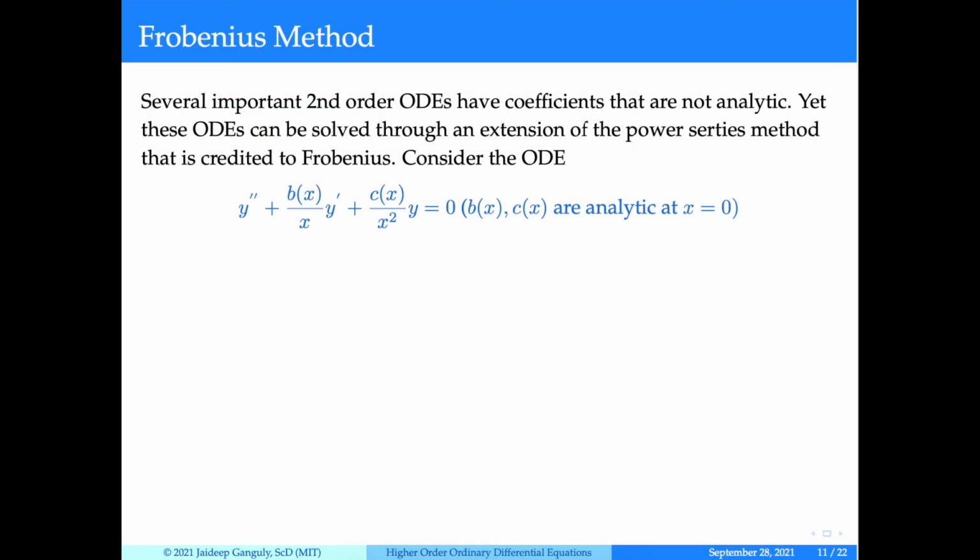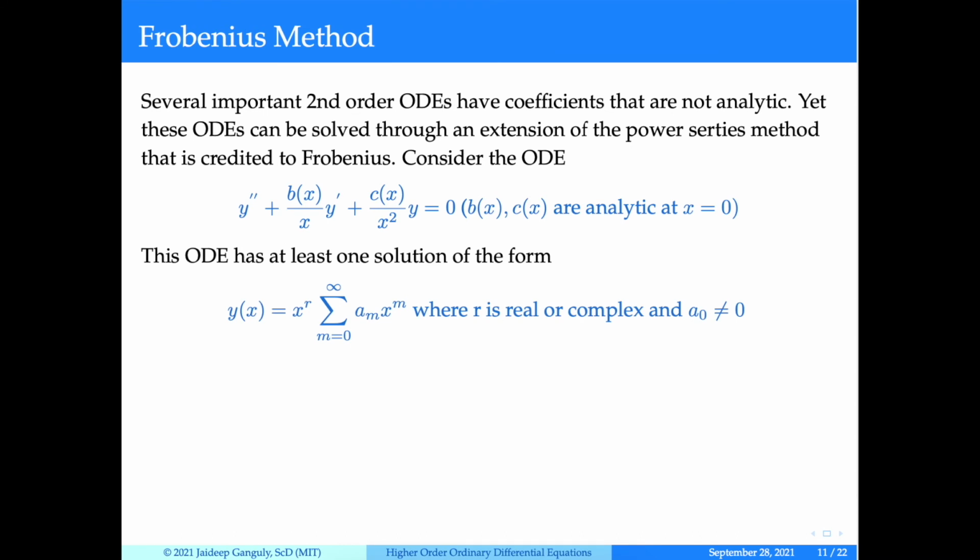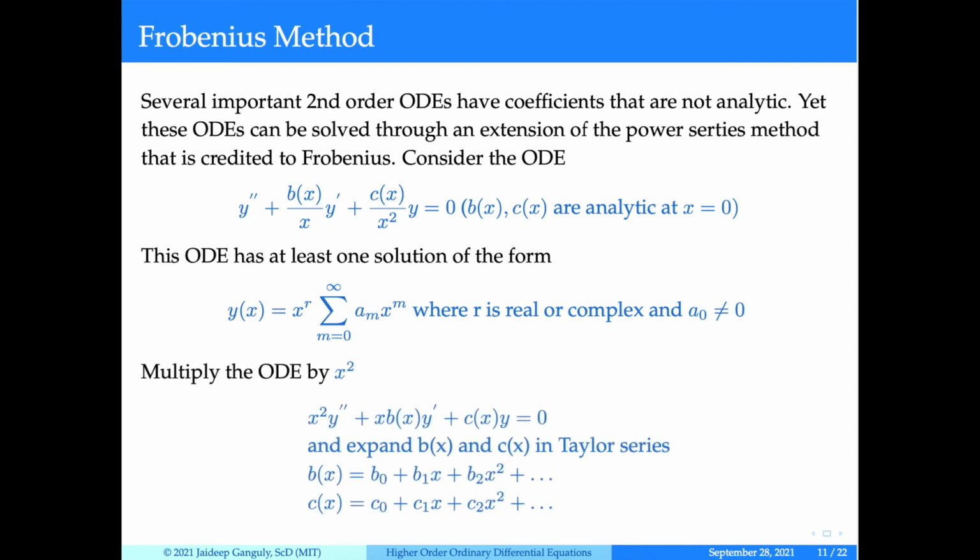Several important second-order ODEs have coefficients that are not analytic, yet these ODEs can be solved through an extension of the power series method that is credited to Frobenius. This ODE has at least one solution of the form, as shown here. Multiply the ODE by x squared and expand the functions b and c in Taylor series.